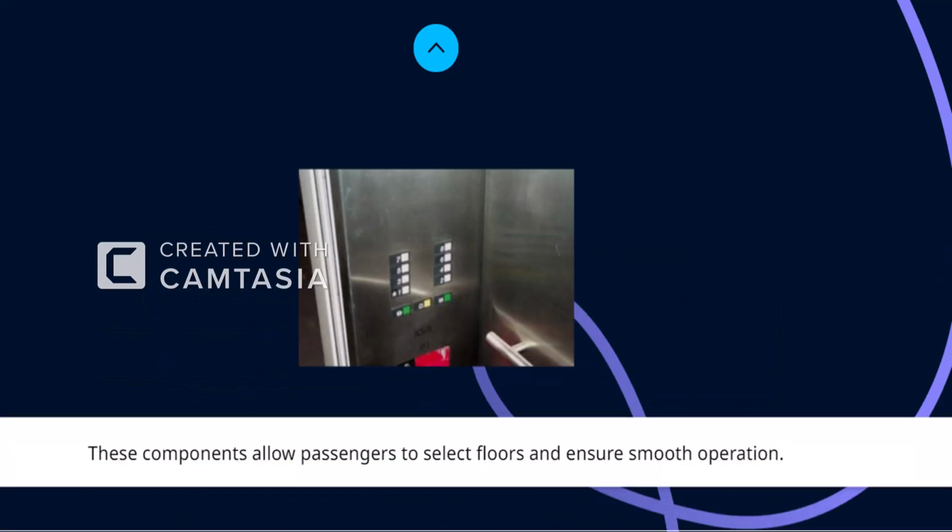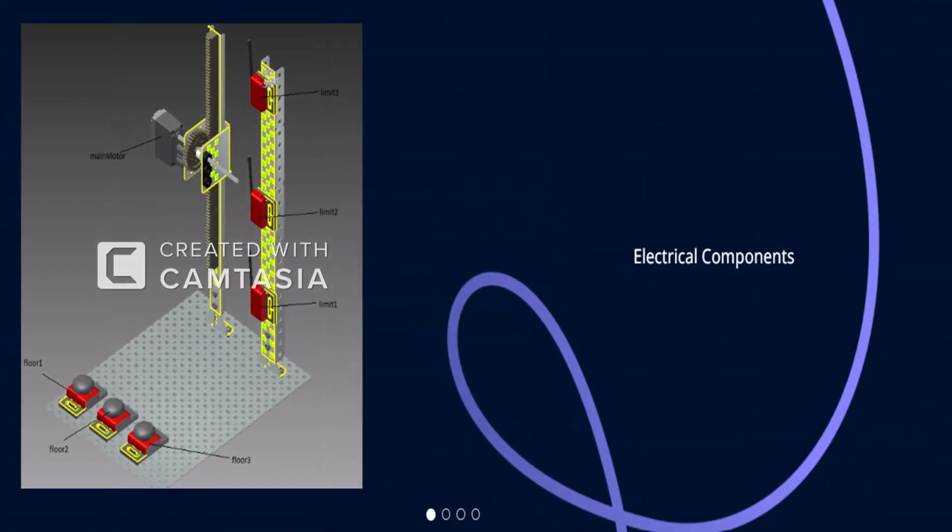Sensors. Sensors detect the elevator's position, door operation, and other factors to ensure smooth and safe movement. These components are essential for the user-friendly operation of the elevator and ensure that it responds correctly to inputs from passengers. Electrical components. Elevators rely heavily on electrical components for power and system control.